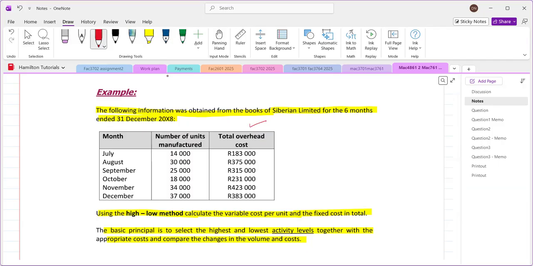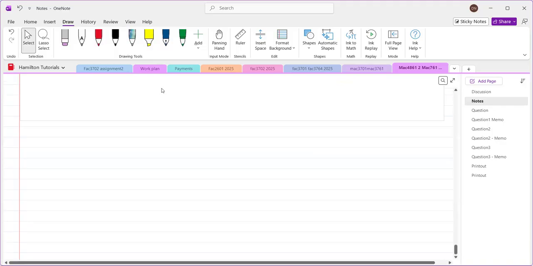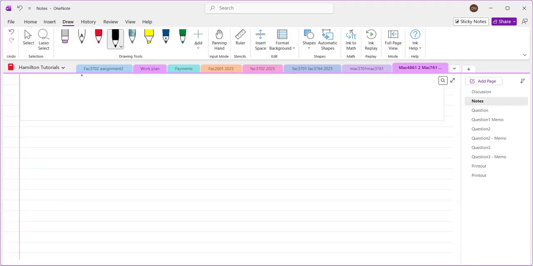Now we need to find out the fixed element in this cost, and therefore we need also to be able to determine the variable cost per unit. Right, so we are going to use the high-low method. Now, the high-low method initially gives you the variable cost per unit. Right, what is the formula for the high-low method, good people? What is our formula?